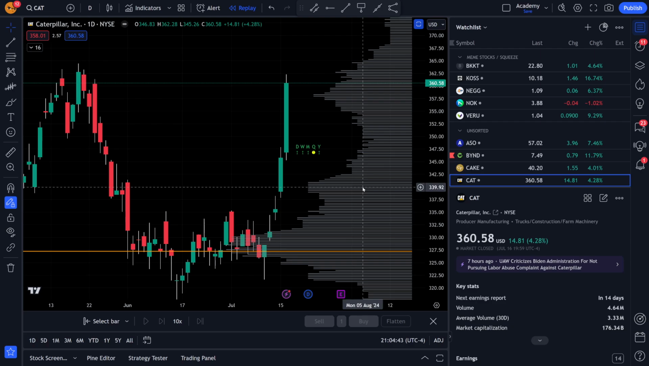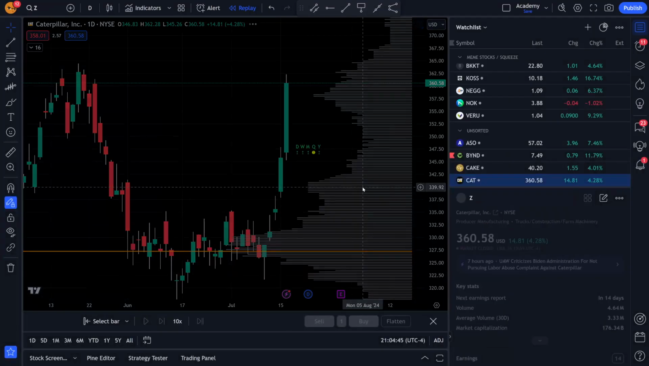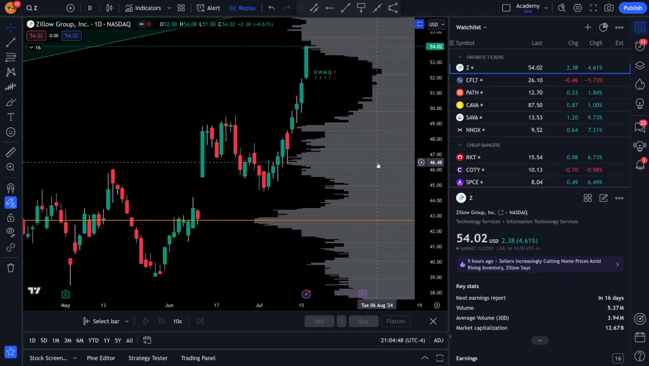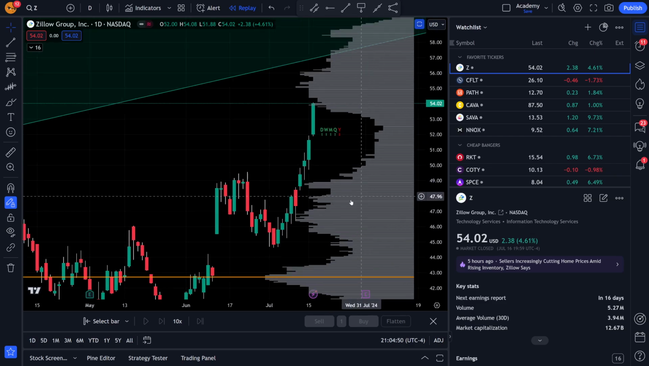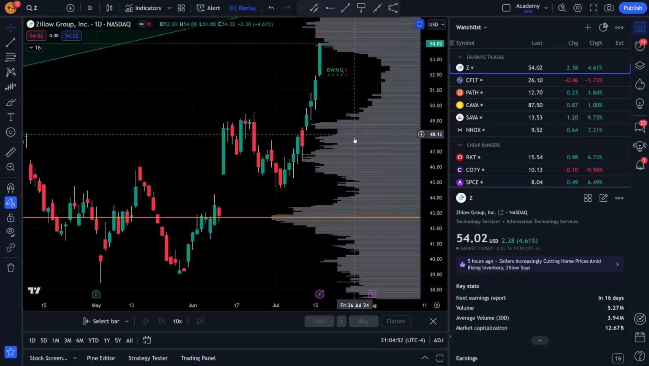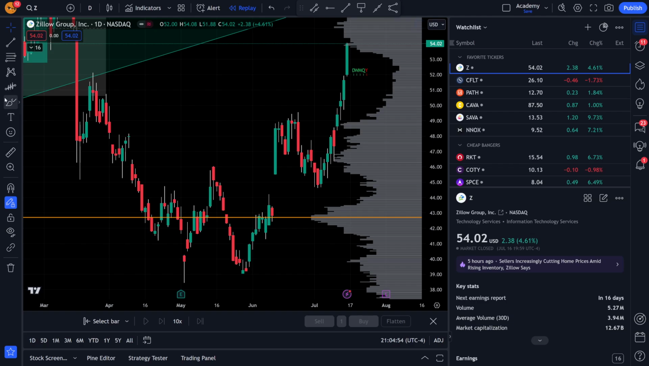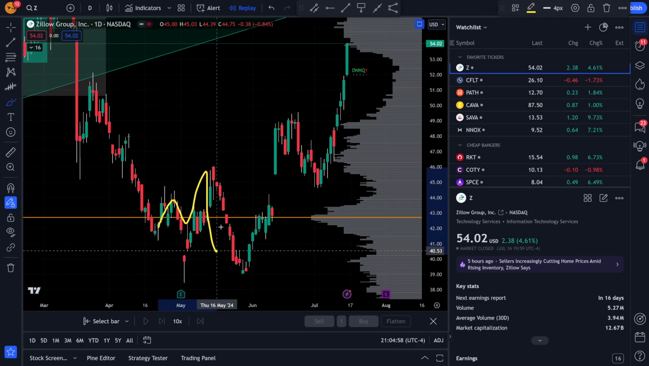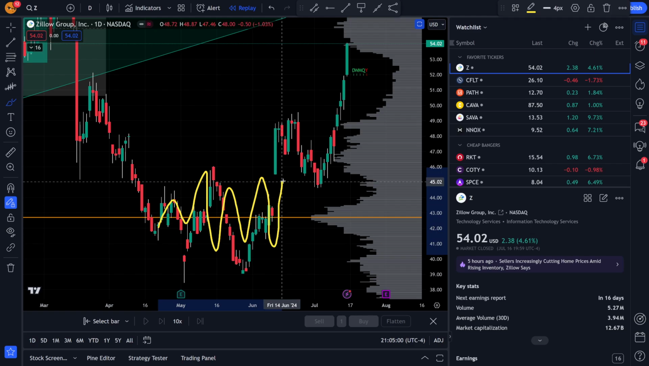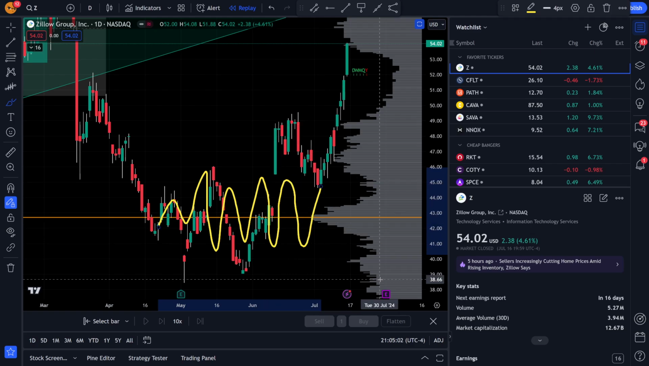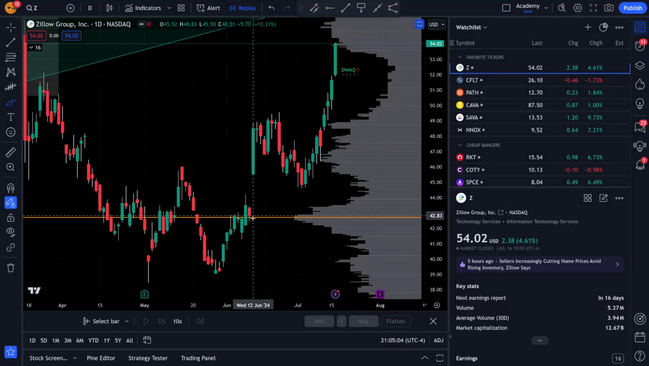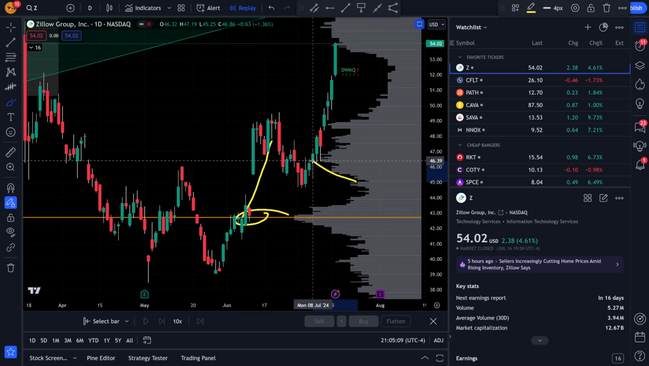What else flew egregiously recently? Zillow. Zillow was moving fine for a while, but you see every single time we see this orange line, that's kind of where price is consolidating or getting ready for an expansion. But once we move out of this area, we move to the next one. It seems like it was consolidating again.